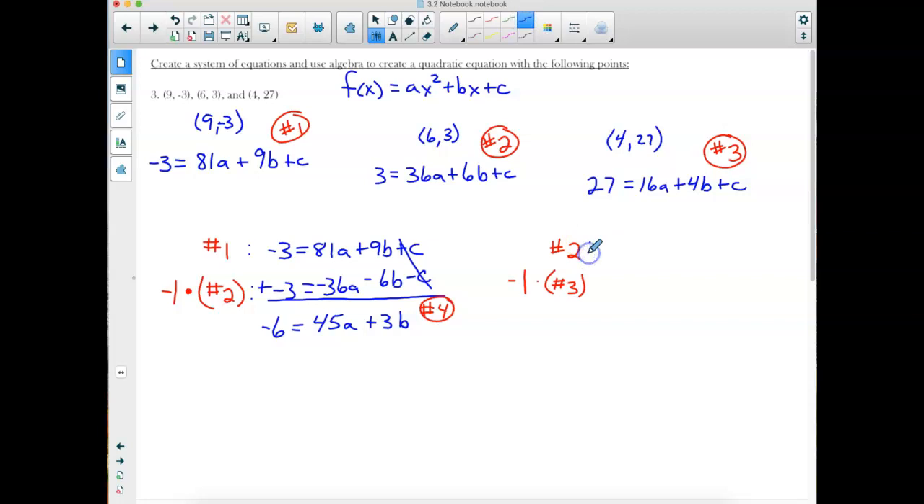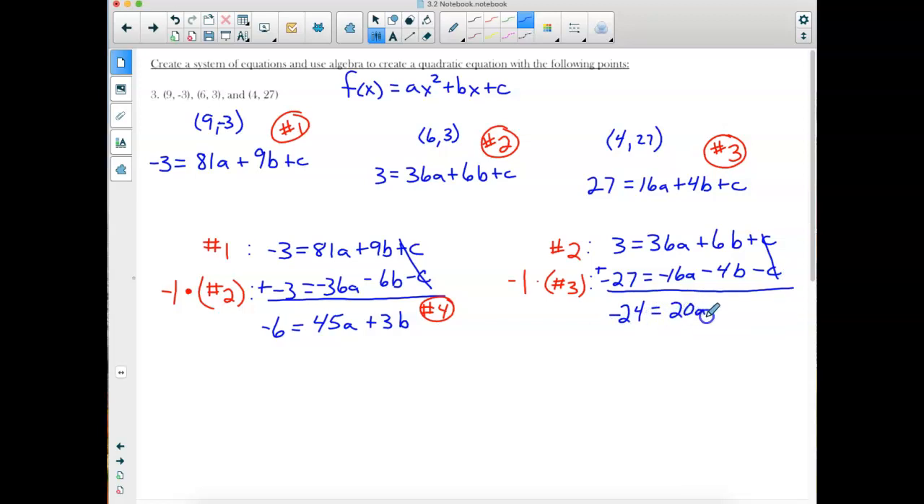What's going to happen is equation 2 is 3 equals 36a plus 6b plus c. And sometimes you need to multiply both of them by things. This is going to give me -27, and that's going to equal -16a minus 4b minus c. So as I add these together, I eliminated c, and what I get is -24 equals 20a plus 2b. I'm calling this one number 5.